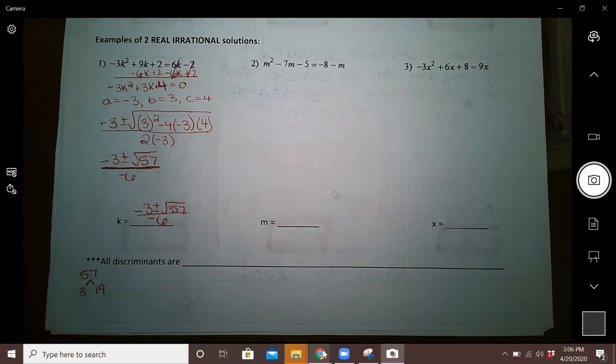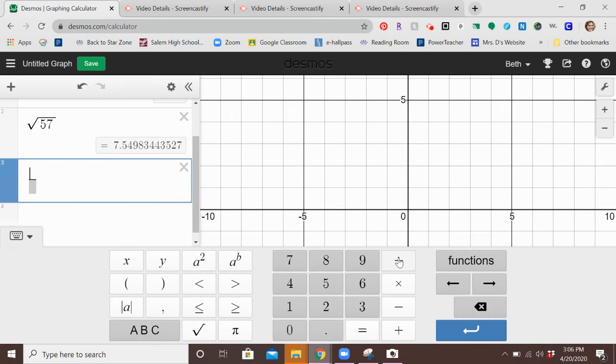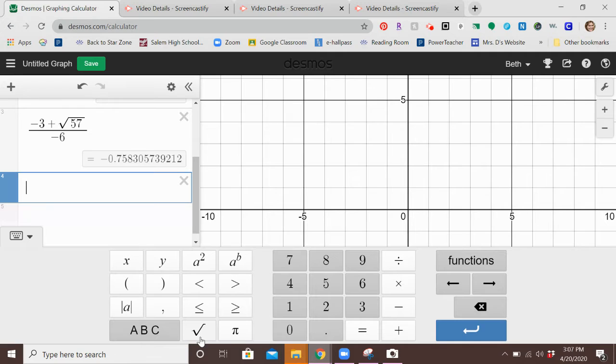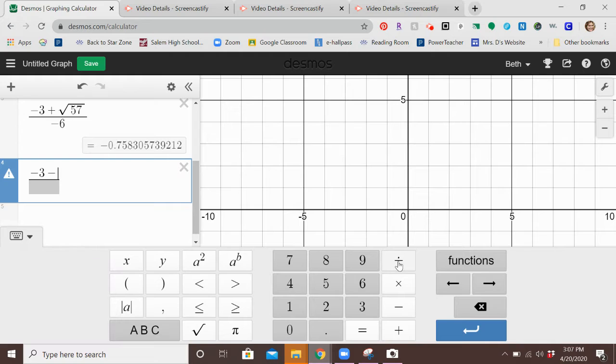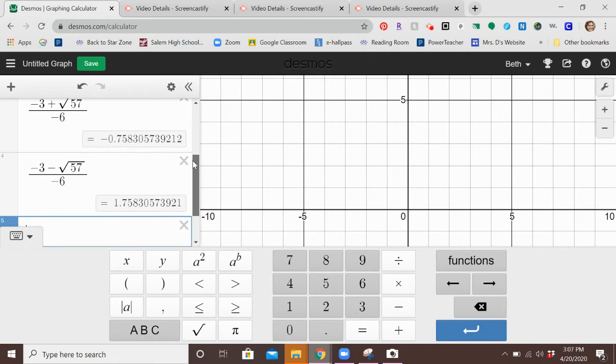Now, if you want to go over to Desmos and get a decimal approximation, you can. Start with negative 3 plus the square root of 57 all over negative 6. And do it again, negative 3 minus the square root of 57 all over negative 6. Okay, so I get 2 very different irrational decimals.